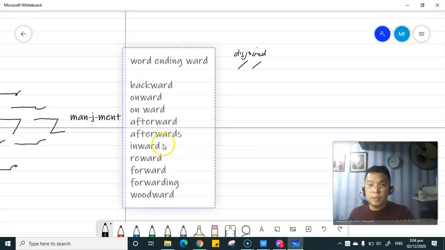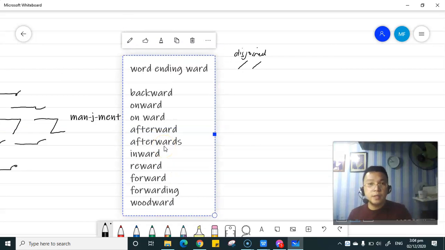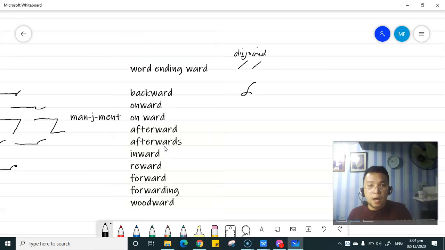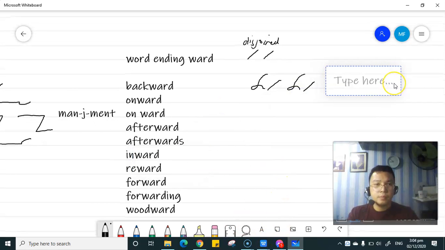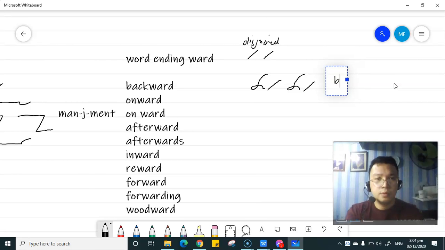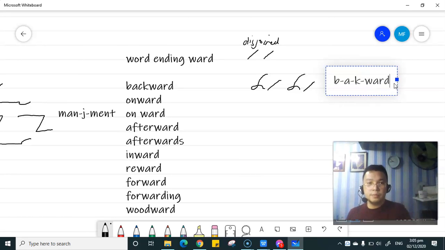Okay, let's have the word backward. Push natin to a little bit up. Okay, backward. We have the B-A-K, then word. I'll write it again. B-A-K, then word for backward. So how are we going to spell that one out? B-A-K, then the word. Okay, onward. Proceed with the onward. On, and then ward. On, then ward. Okay? Let's have the afterward.